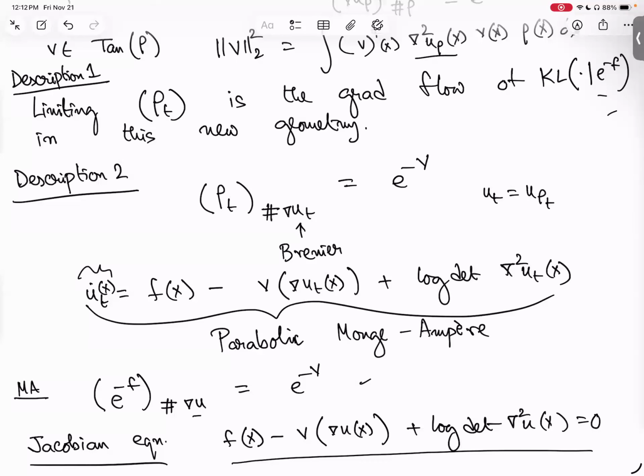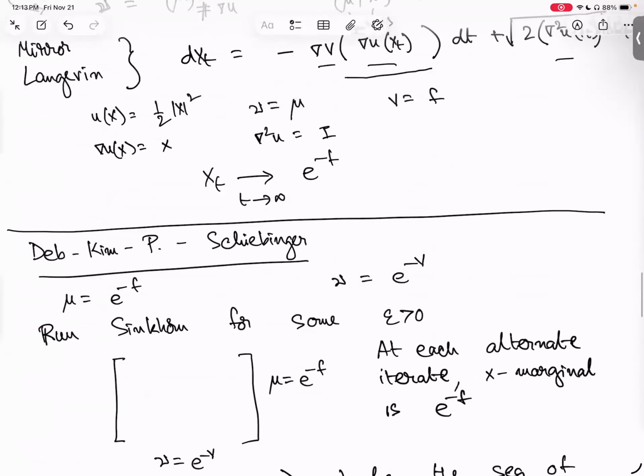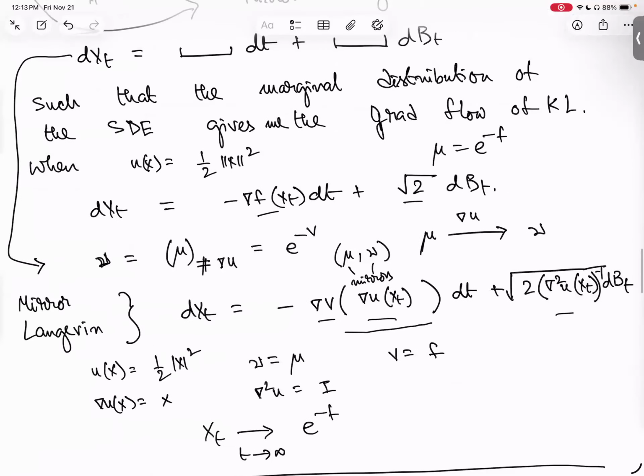Okay, and now I'll give a third description in terms of a stochastic process. I know that the Langevin diffusion, whose marginal densities give me the gradient flow of Kullback-Leibler. I also talked about the mirror Langevin diffusion, and the marginal distribution of the mirror Langevin diffusion gives me the gradient flow of Kullback-Leibler in the mirror geometry. It's the same diffusion that I would get here, and the only change from the mirror Langevin diffusion is that this u will now depend on the law of X_t. That's all.